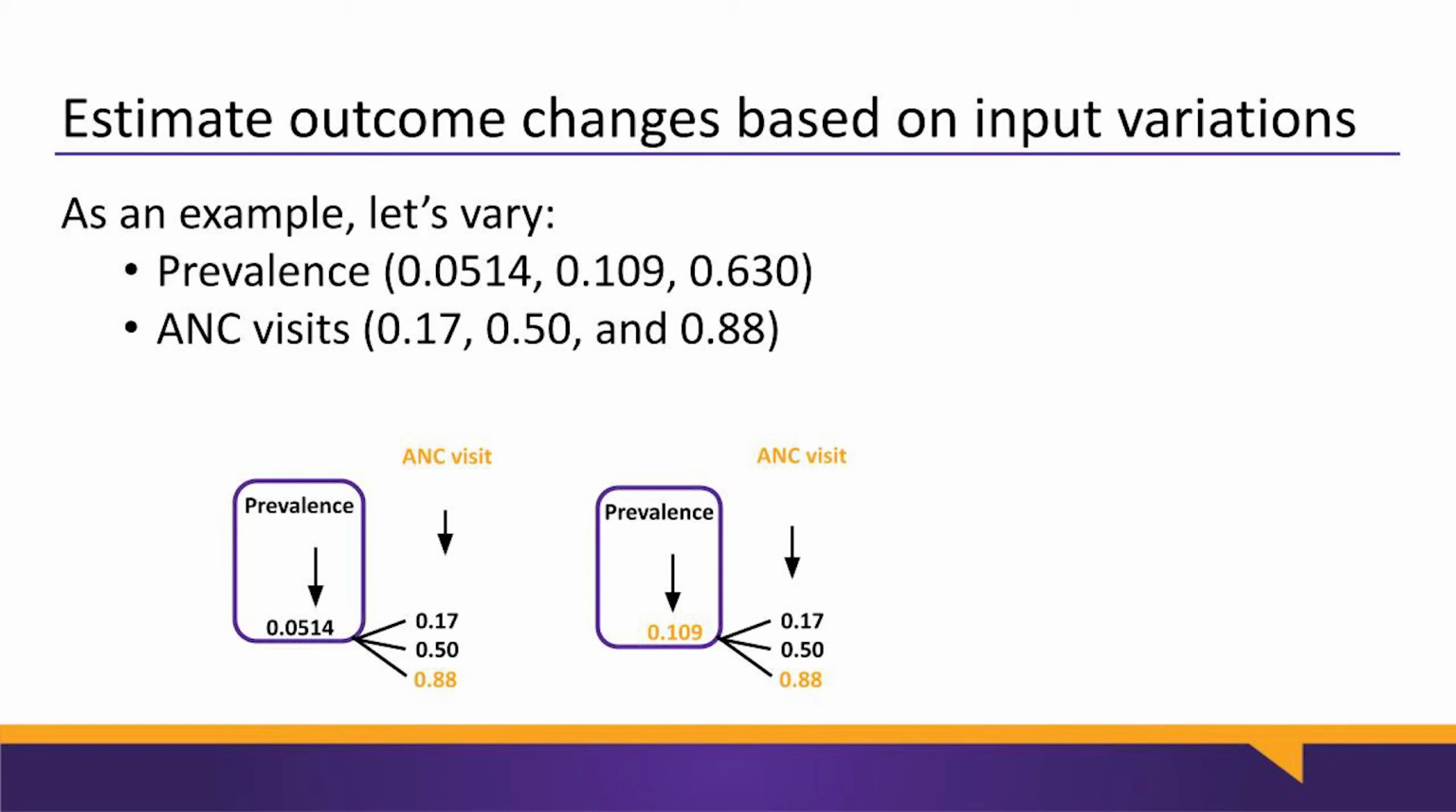We're going to use a prevalence of 5% and then vary the ANC visits to 17, 58, and 88. And then we're going to change the prevalence to 63% and again change the ANC visits from 17, 50, and 88. Now, remember what I told you before, you're going to want to do this in Excel. And the reason we do it in Excel is because it makes it very easy to do your sensitivity analysis. So this is how it looks on a still photo, but let's just move over to Excel and do these examples.